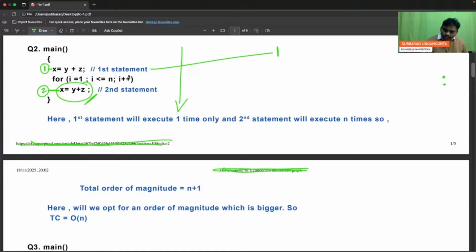Now see this one. Every time how much you are incrementing? I plus plus. But in the case of Python language, there is no I plus plus, there is no I minus minus. You have to write I minus 1 or I plus 1, something like that. This is called step count. If you want to increase, plus 1. If you want to decrease, minus 1.